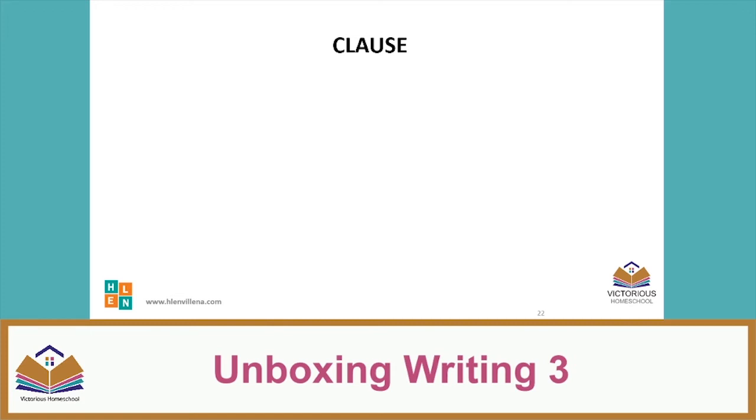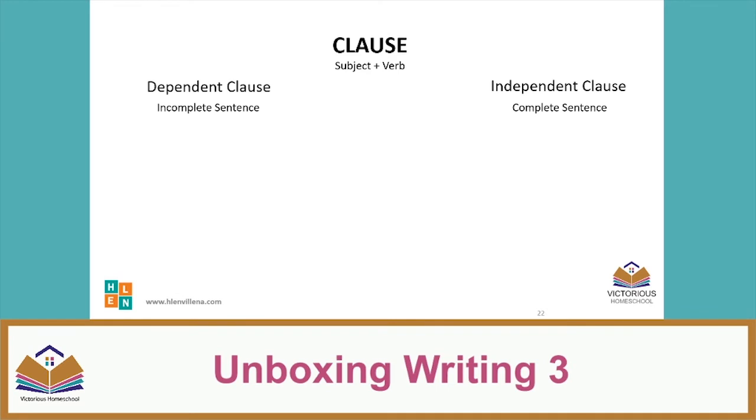Okay, a clause actually is a group of words that has a subject and a verb. It's different from a phrase because a phrase doesn't have a subject or a verb. For example, running in a marathon is a phrase. In the corner is a phrase. So that's not a clause. A clause has to have a subject and a verb. Now, there are two kinds of clauses. You have the dependent clause and the independent clause. The dependent clause is considered an incomplete sentence, and the independent clause is considered complete.